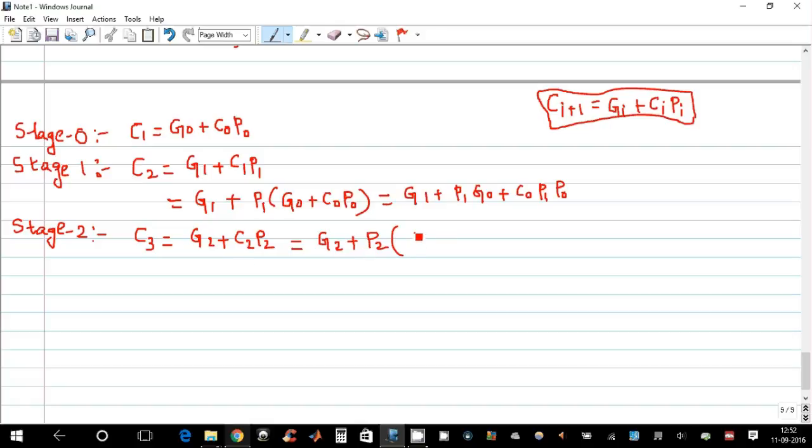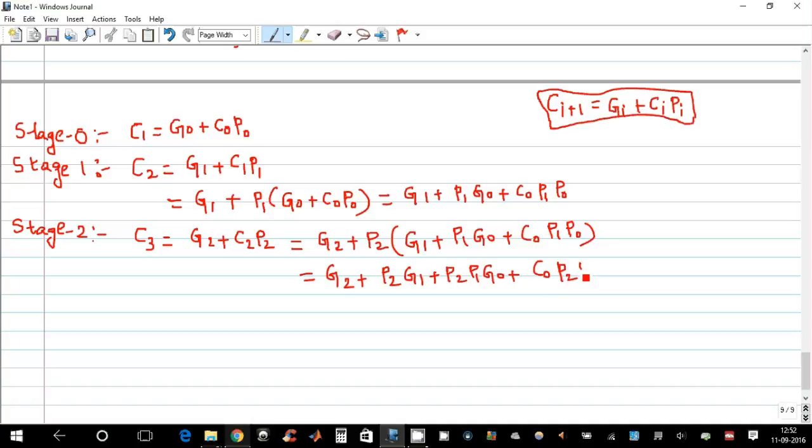So this C2 into G1 plus P1 P0 plus C0 into P1 P0, which is equivalent to G2 plus P2 G1 plus P2 P1 G0 plus C0 into P2 P1 and P0.